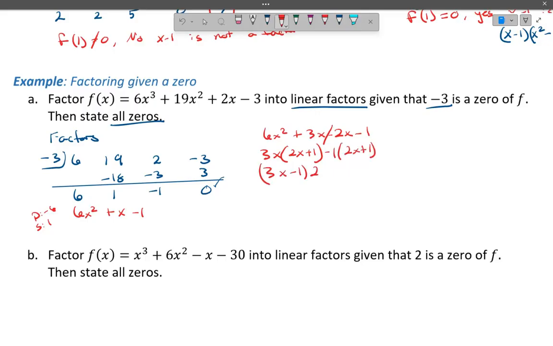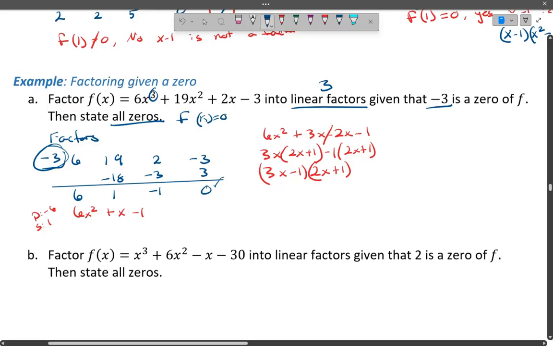And now we have these linear factors. Now we want all the linear factors, and this is a third degree polynomial. That means we need 3 linear factors. Right now I have 2 listed. Well, here is where our third one lies. Remember, if f of k equals 0, then that means that x minus k is a factor. So since f of negative 3 equals 0, that means that x minus negative 3 is a factor, giving us a factor of x plus 3. There's our linear factors. Now we need the zeros.